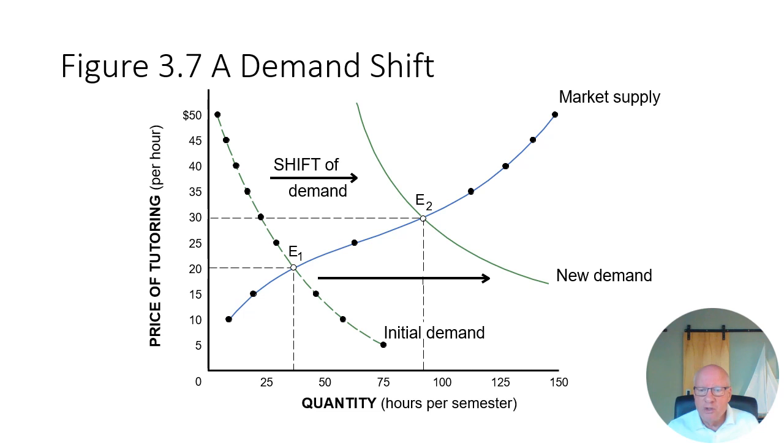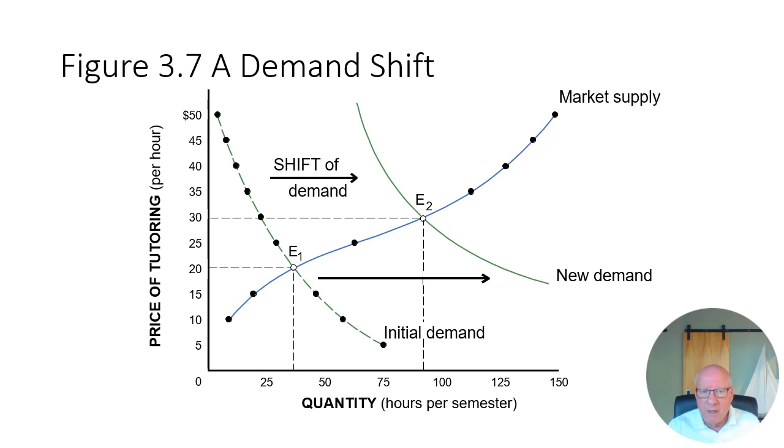So some students would cut back on the number of tutors they're asking for, and simultaneously at a higher wage, more people would agree to be tutors. So eventually a new equilibrium at E2 is developed. So here's our final point on this issue. Markets automatically adjust whenever supply and demand conditions change.